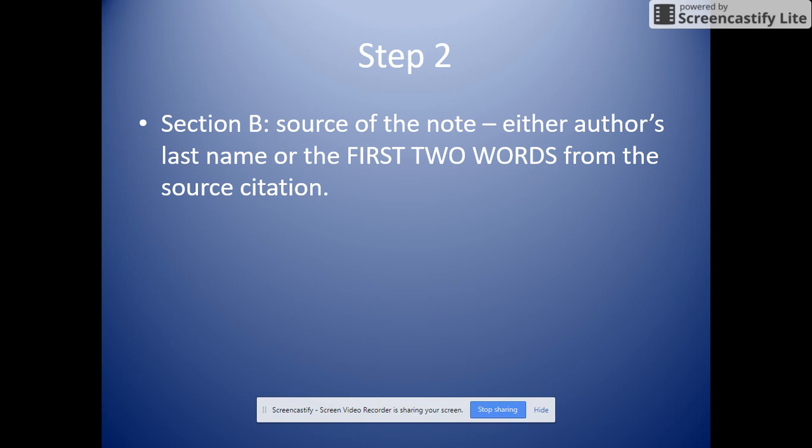Step 2, this is section B. You are either going to write the author's last name or the first 2 words from the source citation. So this will either be the author's last name, so let's say it's John Smith, so you would write from Smith, or it would be the first 2 words from the source citation. So let's say your article title is the flu in South Africa. So you would just simply write from the flu, okay, all right?